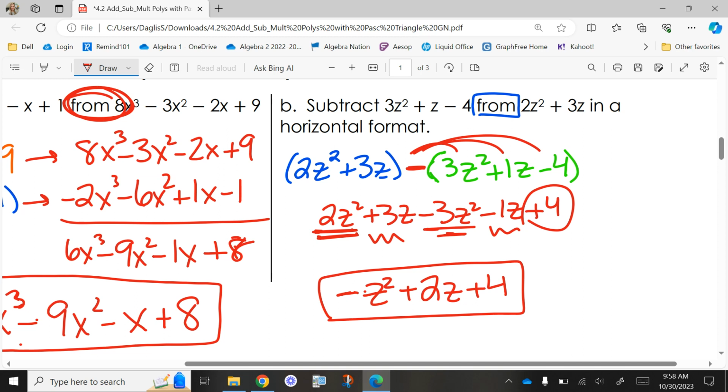All right, ready to multiply? Refresh that skill. Yes, Miss Douglas. Woohoo!